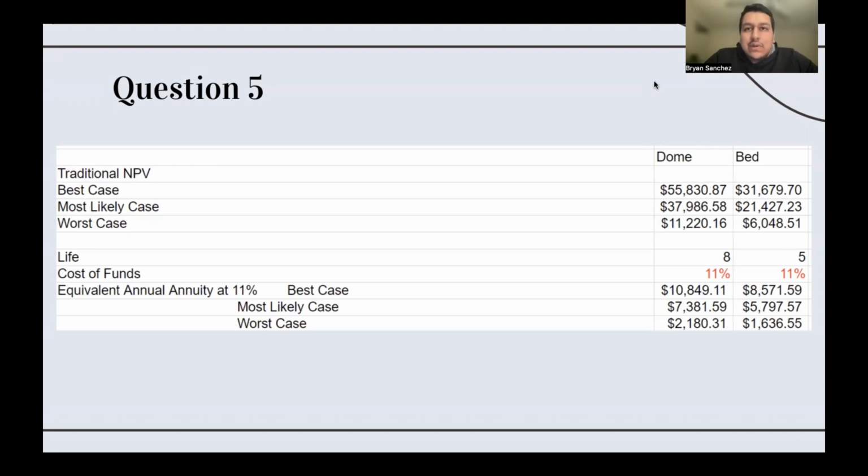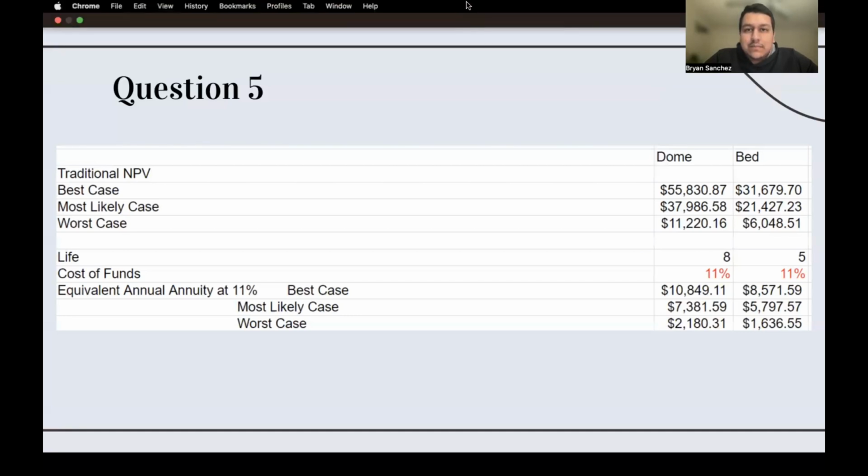And for the beds, for the best case, we got $8,571.59. The most likely case was $5,797.57. And the worst case was $1,636.55. And so when taking into account the different unit lives, we see that the dome is the best investment.